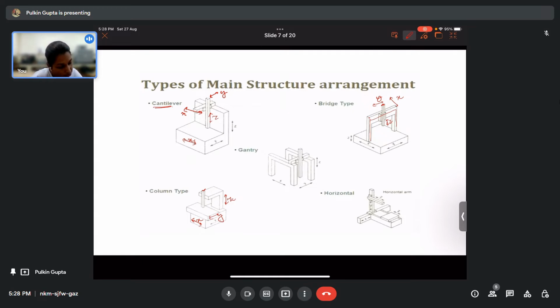In a horizontal arm type, you have this is X, this is Z, and this is Y. And in the gantry type, you have this thing as X. Along this axis is the Y motion, and this moves up and down for Z axis. Now this was about the coordinate measuring machine.